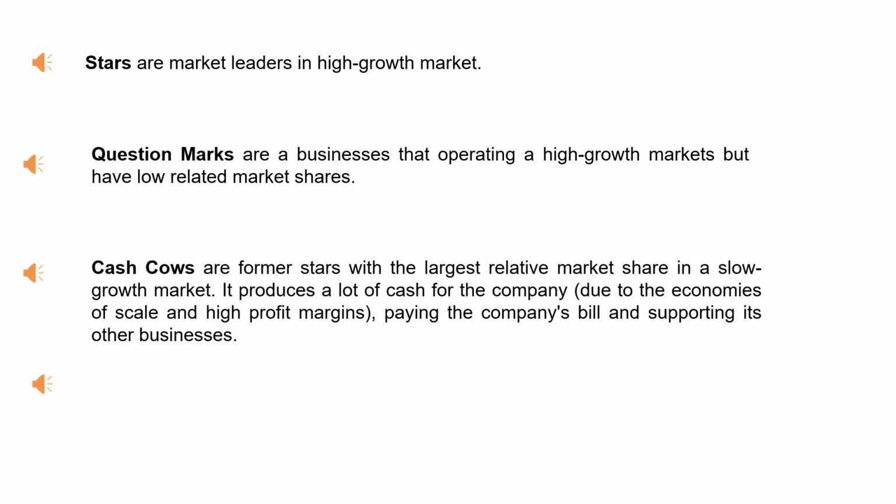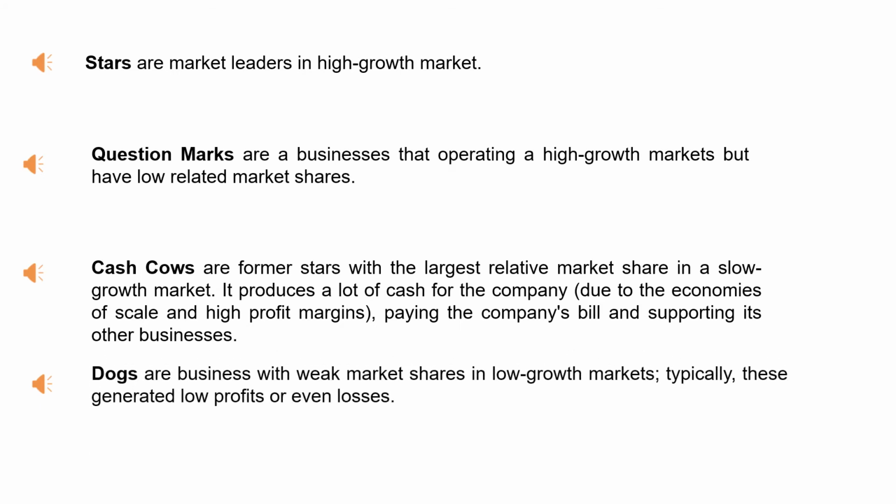Cash cows are former stars with the largest relative market share in a slow growth market. They produce a lot of cash for the company due to economies of scale and high profit margins, paying the company's bills and supporting its other businesses. Dogs are businesses with weak market shares in low growth markets. Typically, they generate low profits or even losses.